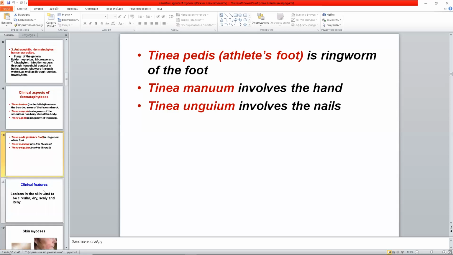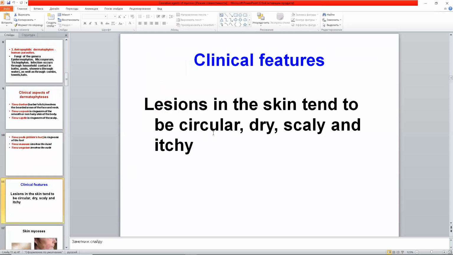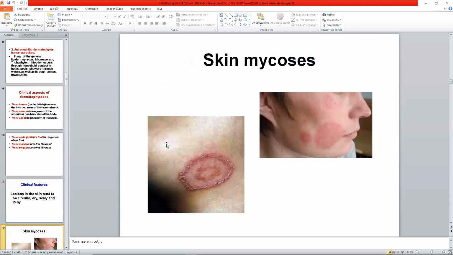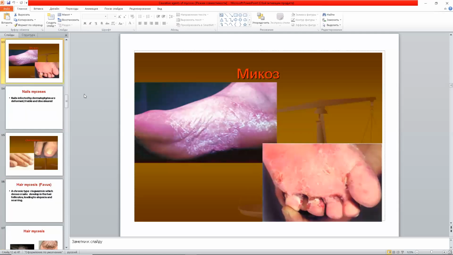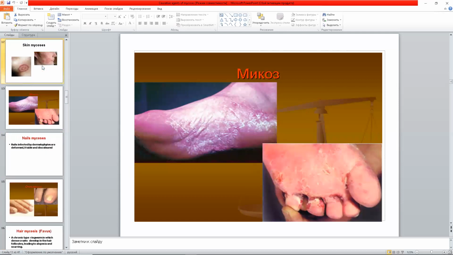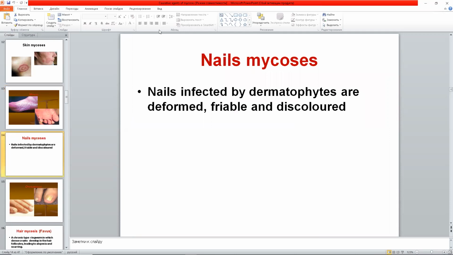And clinical features: lesions in the skin tend to be circular, dry, scaly, and itchy, and there is a photo. Skin mycosis, multiplication of fungi in the skin, is how it looks. Then mycosis of the foot, multiplication of fungi on the foot, athlete's foot. Then nail mycosis, named onychomycosis.